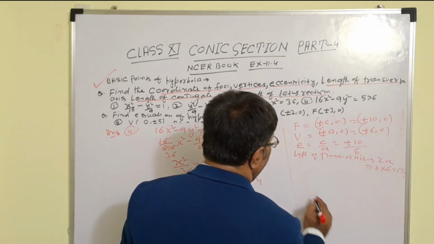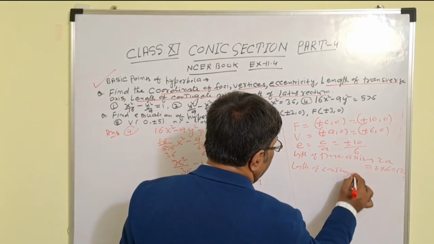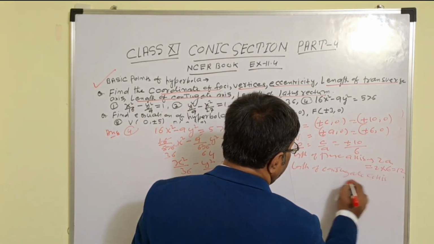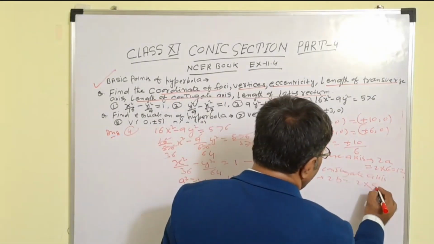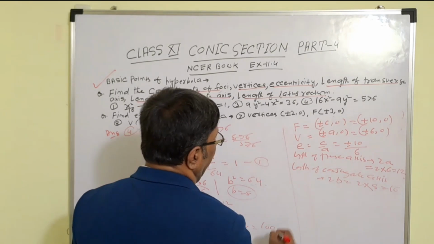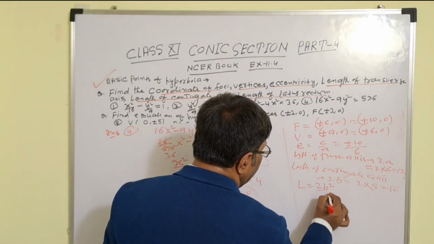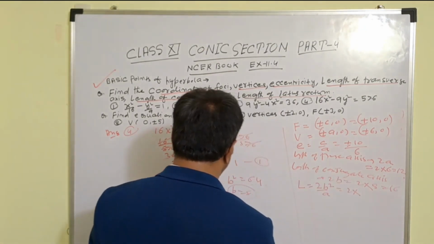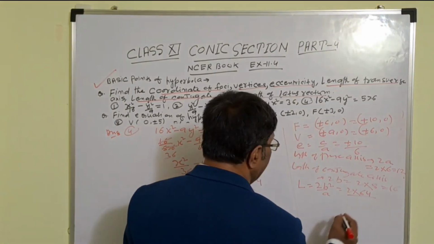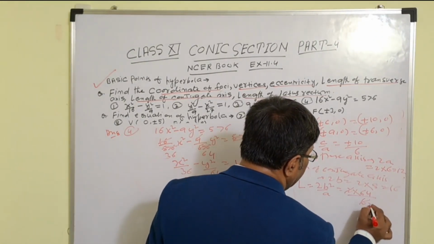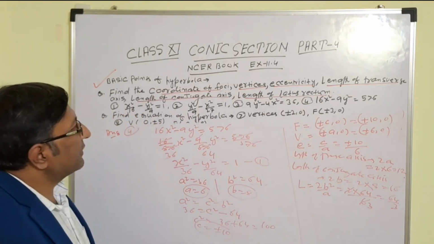In the same way, we have to find the length of the conjugate axis. The length of the conjugate axis is 2b. So 2 into b, which is 8, gives 16. Now we have to find the length of the latus rectum. This is 2b square by a. So 2 into 64 divided by 6, that is 2 threes are 6, so this is 64 by 3. So this is the correct answer.